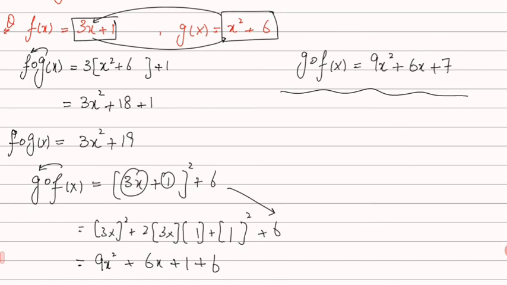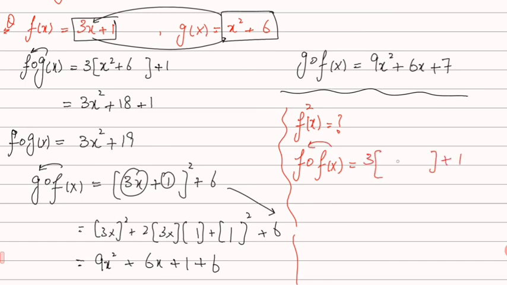Got it? A very important thing here, sometimes in functions we get f square of x. We are asked to find f square of x. It doesn't mean that you take square. It means they are basically asking you to find f of f of x. That means you're going to put the function back in the original function. So it is 3 times 3x plus 1 plus 1. It's 9x plus 3 plus 1. That makes it 9x plus 4. That is f of f of x.